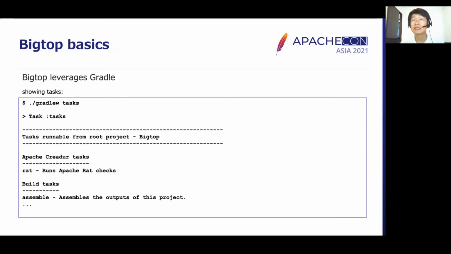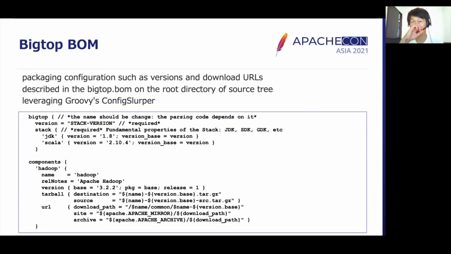Bigtop is leveraging Gradle. You can grasp the features by seeing lists of Gradle tasks. The bill of materials, named bigtop.bom, is a place for defining the packaging. It is written in the format used by Groovy's module. You can change the product versions or download URLs of source tarballs by modifying the bigtop.bom.